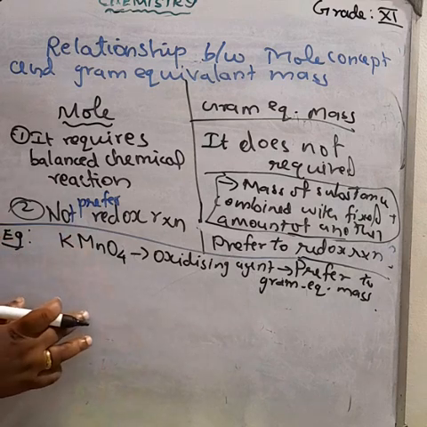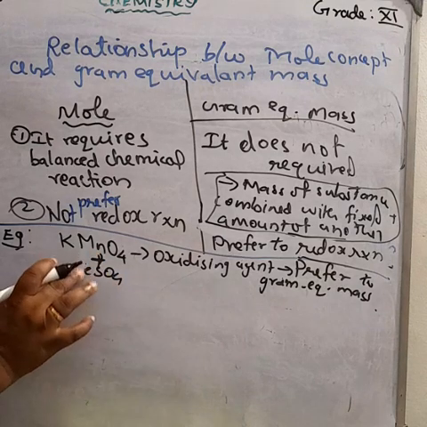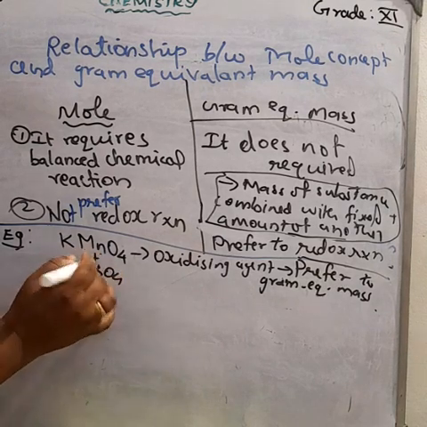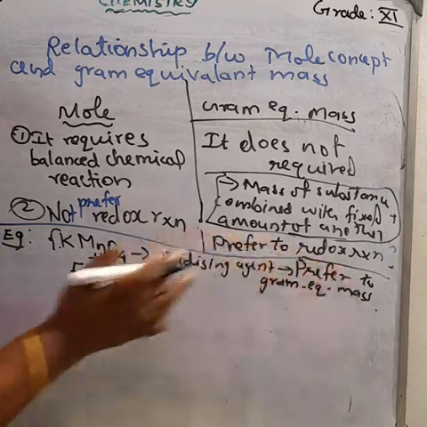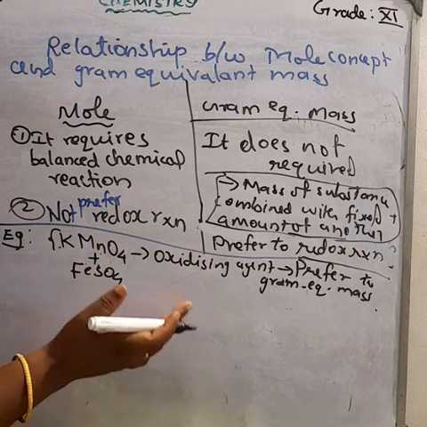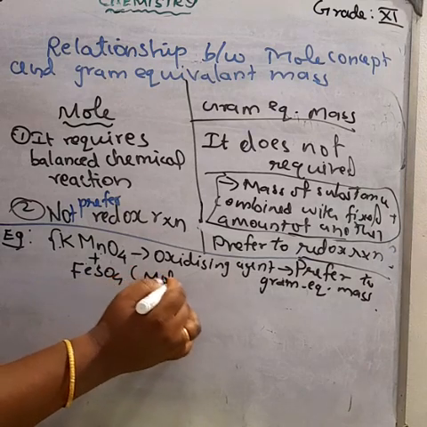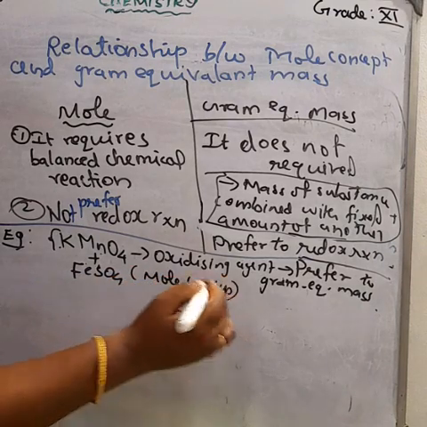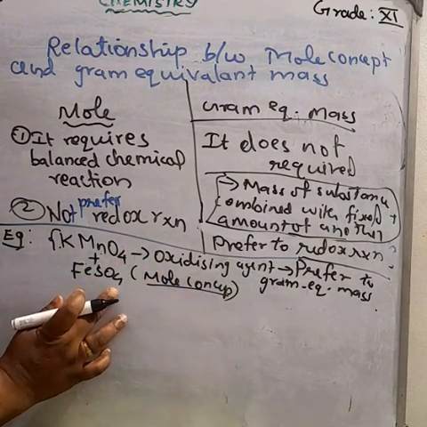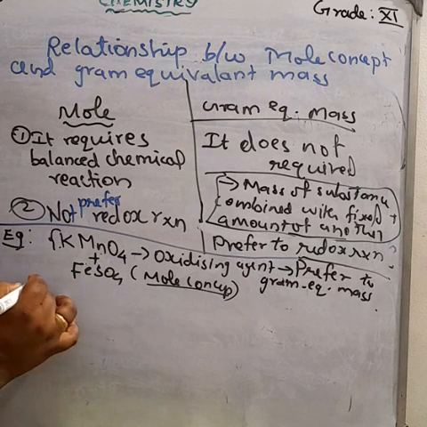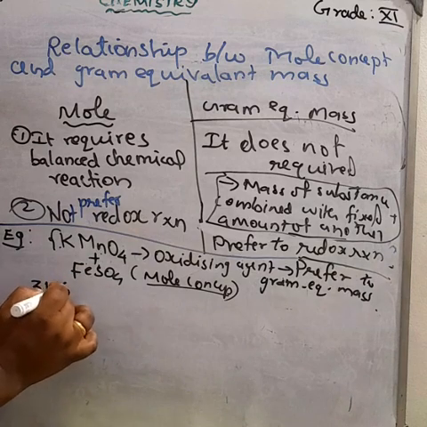Take the reaction between KMnO4 and ferrous sulfate. KMnO4 is one of the oxidizing agents, so it is preferred for the redox reaction, and ferrous sulfate is the non-redox reaction, so we can apply the mole concept here. What is the gram equivalent mass of potassium permanganate? We already calculated, that is 31.6 gram.